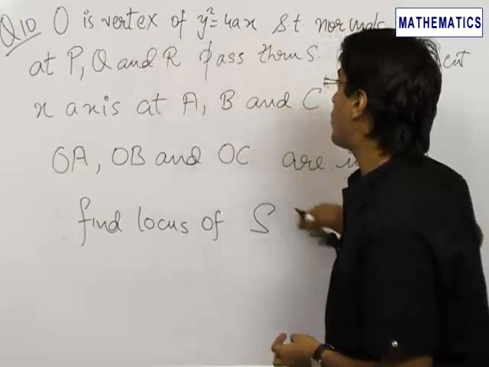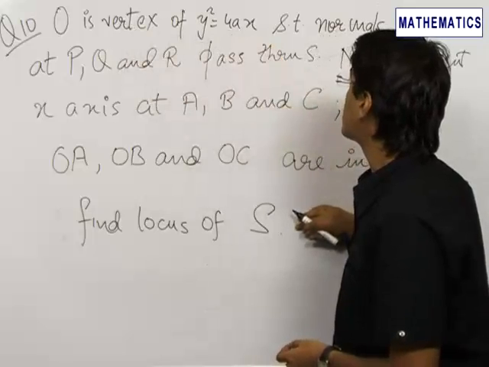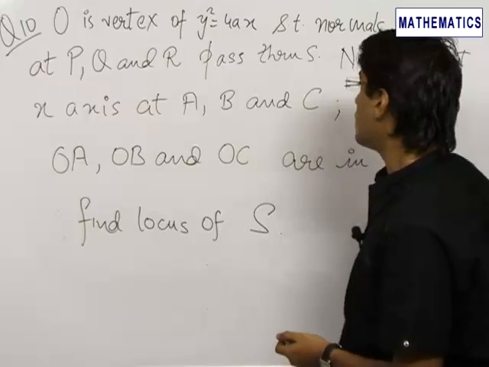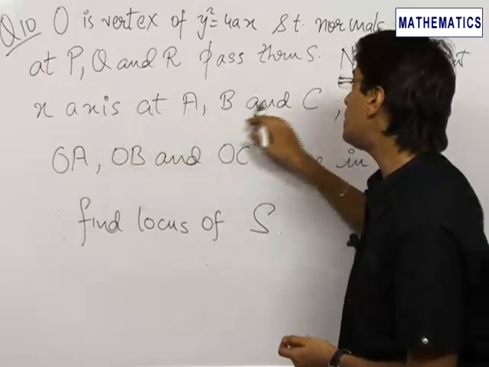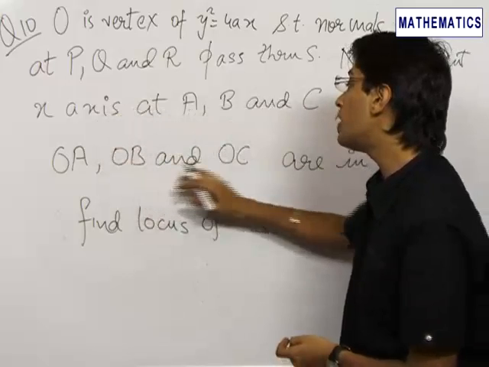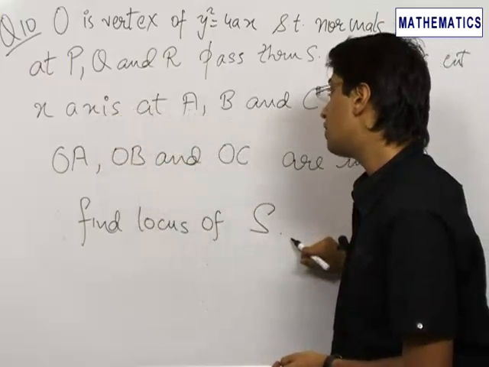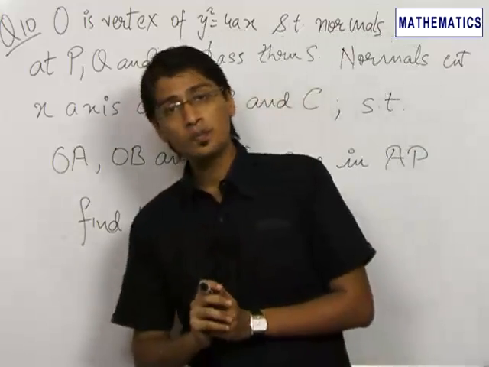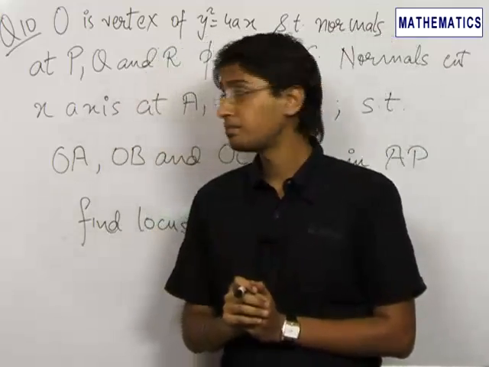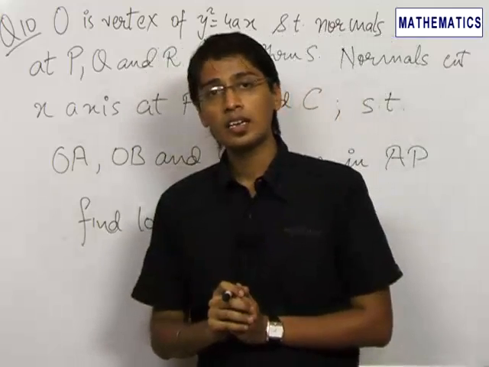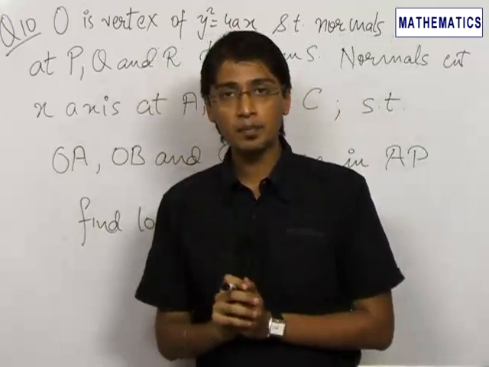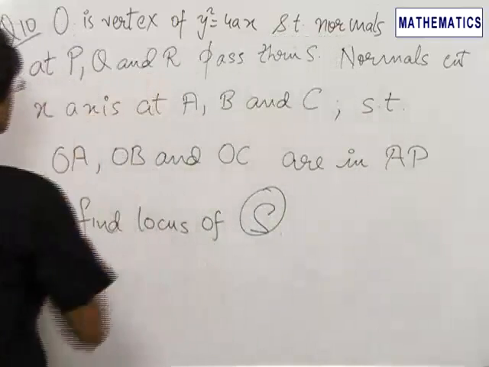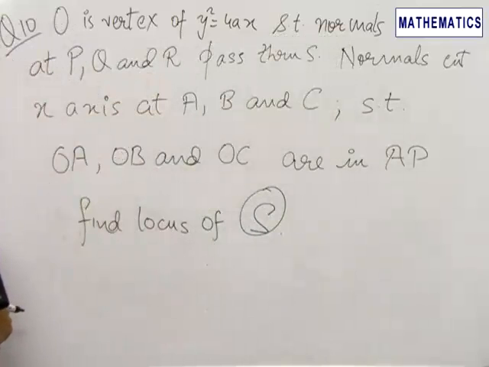O is the vertex of parabola y square is equal to 4ax, such that the normals at P, Q and R pass through S. The normals cut the axis of x at A, B and C such that OA, OB and OC are in AP. We need to find the locus of point S. I would suggest you attempt these kind of lengthy or tricky problems in such a way that you go step by step and try to cover each and every data which has been given in the problem.